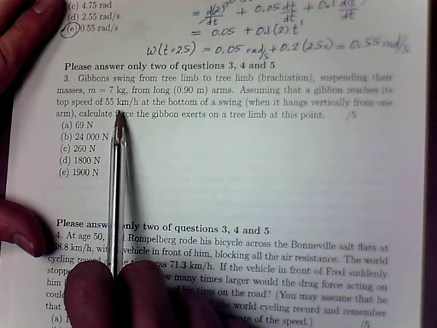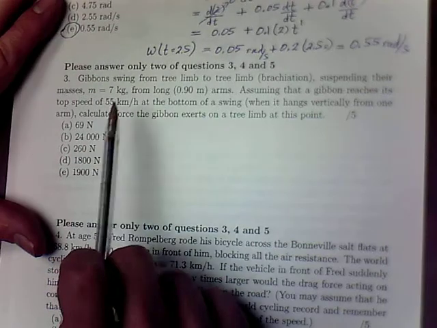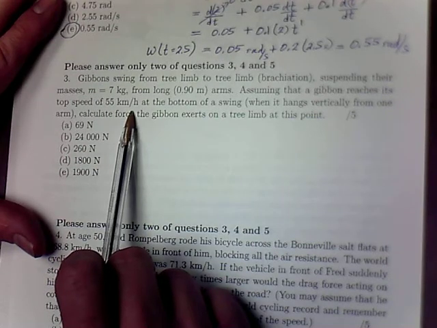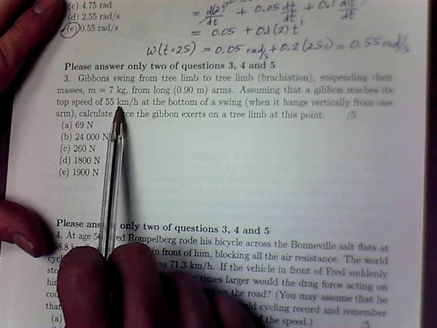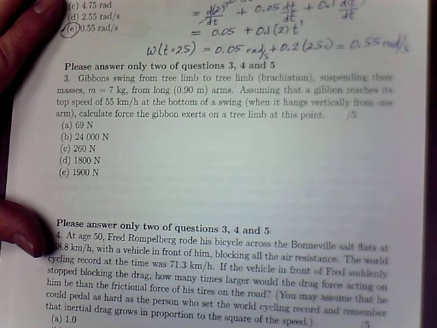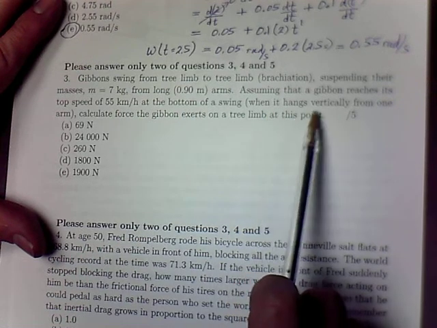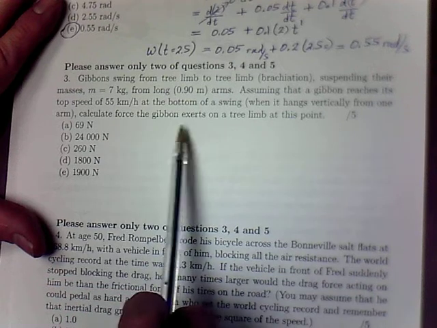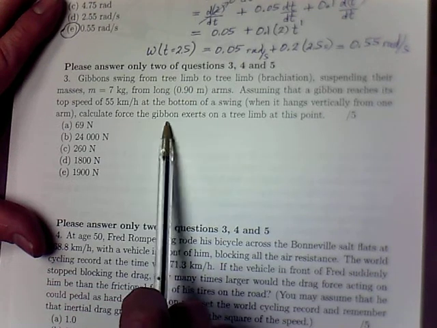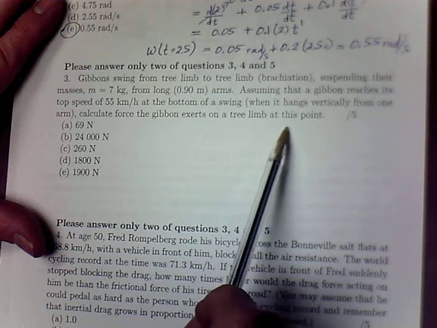And we're told that the top speed of a gibbon is something like 55 kilometers per hour. And if we assume that they reach this at the bottom of their swing, we're asked to figure out what the force on the gibbon, the force that the gibbon exerts on a tree limb is at this point.